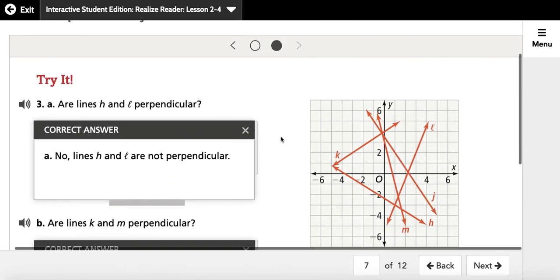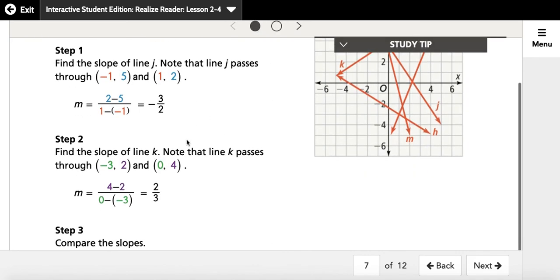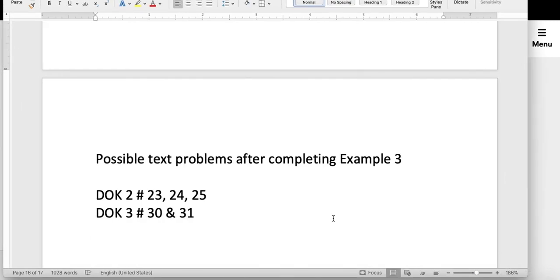That's how you're going to do it. Now, I don't think all the problems are going to have graph paper, so you're not going to be able to do what I just did. You're probably going to have to do what we did on this first problem that they showed us, find the slope. Okay? The homework problems are 23, 24, 25, and 30 and 31.